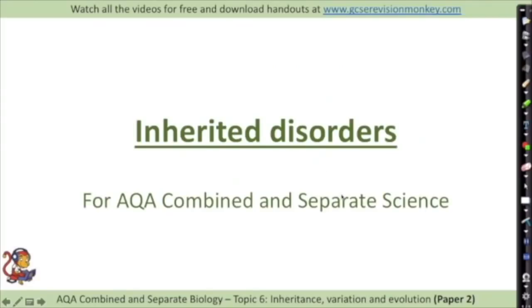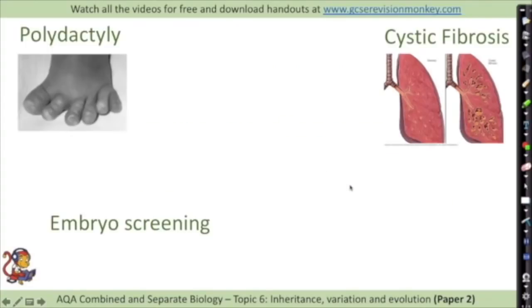Now we're going to move on to look at inherited disorders, and two that we'll look at are polydactyly and cystic fibrosis. Polydactyly is a disorder caused by a dominant allele, but this allele is quite rare in the population. So even though it's dominant, not many people possess this allele, but if they do pass it to the next generation, then they will be born with an extra digit on their feet or on their hands.